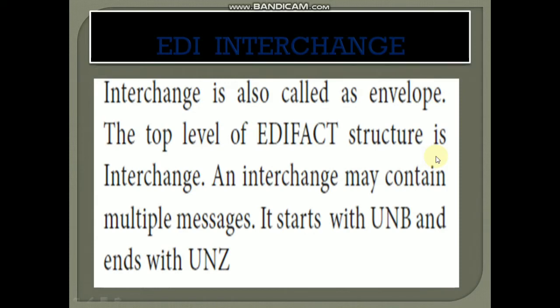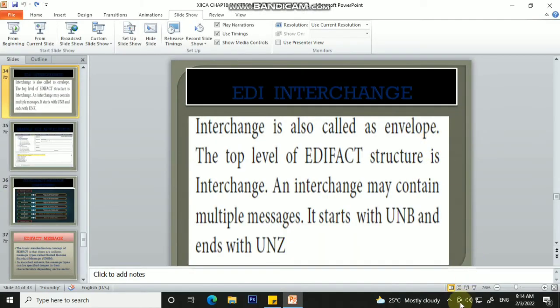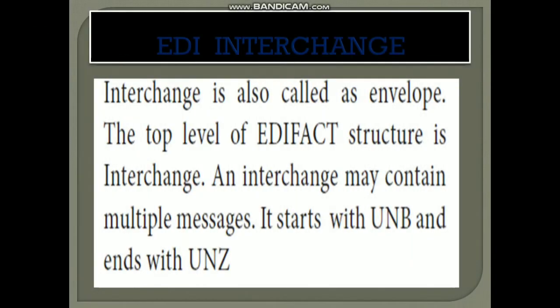Then EDI interchange. We will discuss one by one. The image which is given in your book, 18.6, starts from your highest level to the lowest level. We will discuss it one by one. So the first one is EDI interchange. The interchange is also called an envelope. So you underline this. This is a 1 mark question.